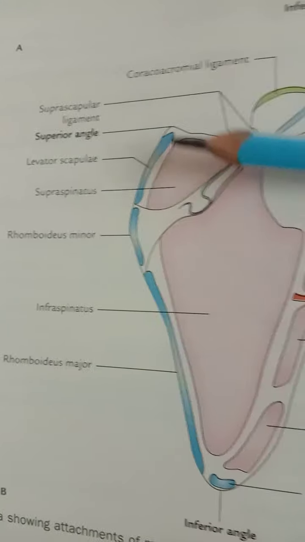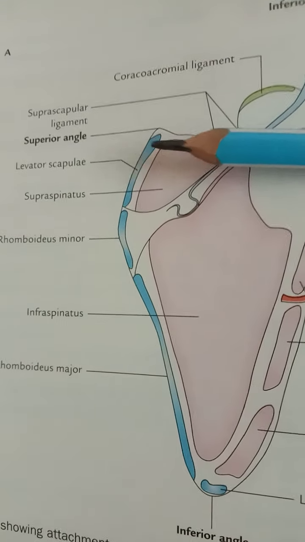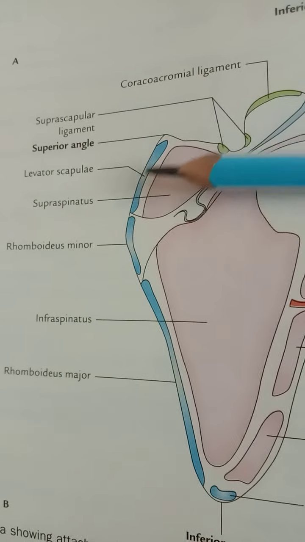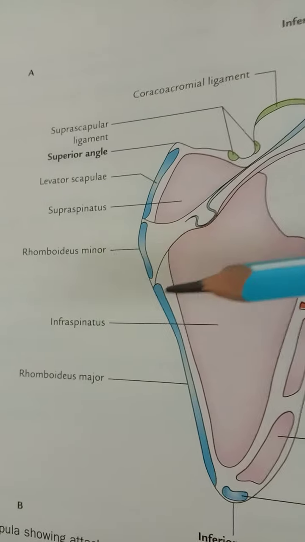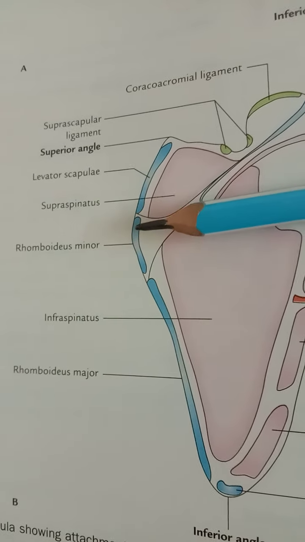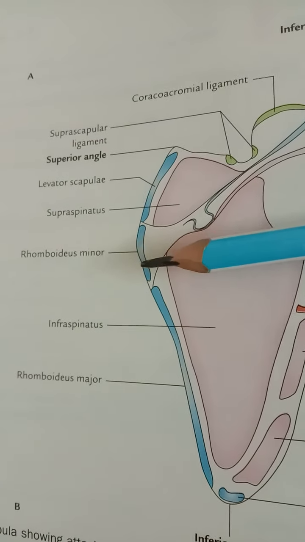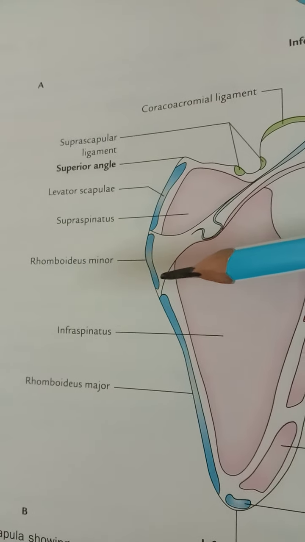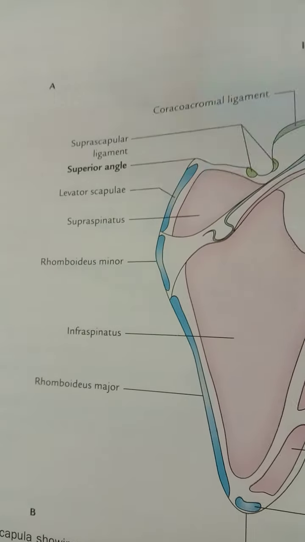Then the levator scapulae is inserted on the dorsal aspect of the medial border on the superior angle of the scapula. Then the rhomboideus minor, so this one, sorry, rhomboideus minor, should be inserted on the medial border on the dorsal surface opposite to the root of the spine.